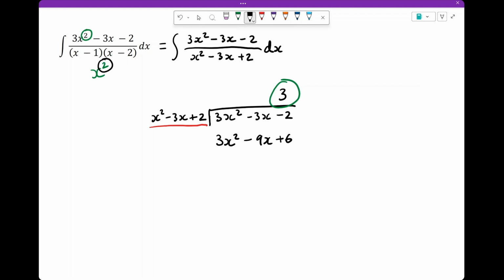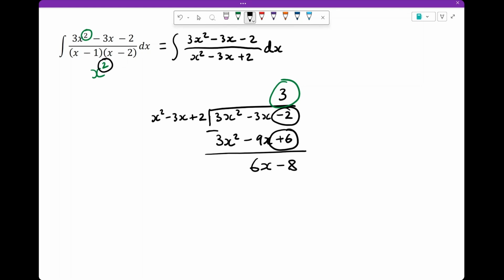Like that. And then we're going to subtract to find my remainder. So I'm going to subtract, and we have 3x squared subtract 3x squared, which is 0x squared. Then we have negative 3x subtract negative 9x. So if we're subtracting a negative, we're adding. So we get negative 3x plus 9x, which would give me positive 6x. And then finally, we have the negative 2 subtract positive 6. So that's going to give me negative 8.